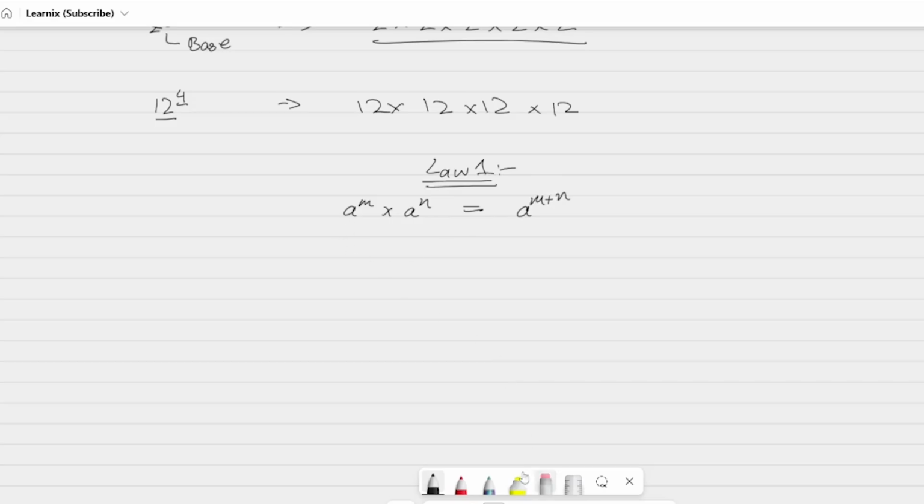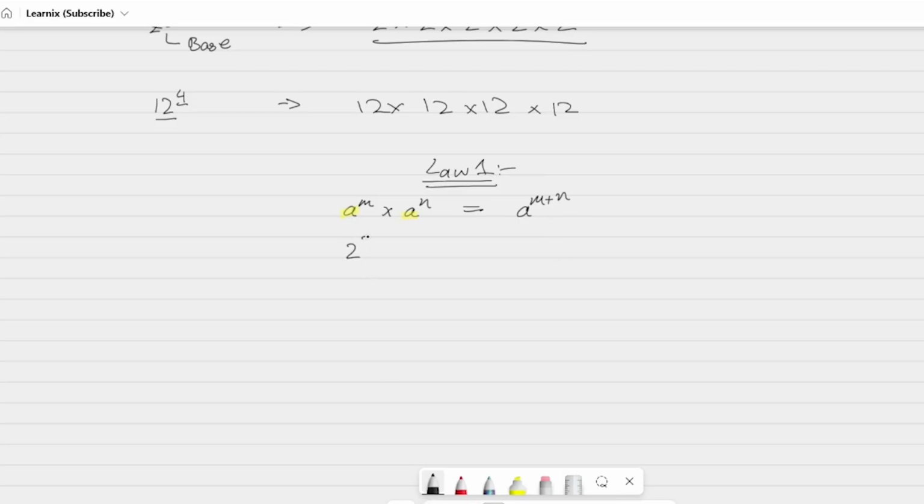Notice here that the base in both of them is the same. The only thing different is the power. So when we have two numbers that have the same base but different powers and they multiply with each other, we write the base, and on top as the exponent we write both of the powers added together. So that's just going to be a raised to the power m plus n. All right.